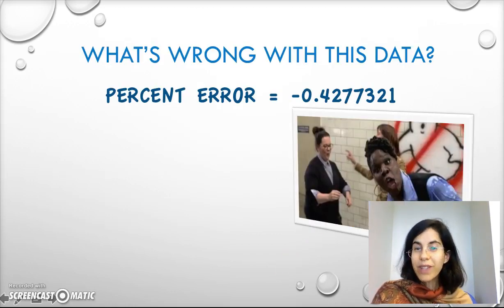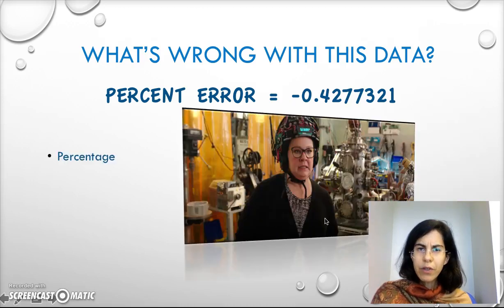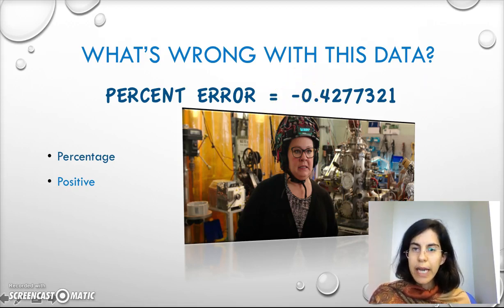Now, what's wrong with this data? Percent error equals negative 0.4277321. Seriously? Seriously? First and foremost, percent error is called percent error for a reason. Never express it in decimal form. Please multiply by 100%. Error is a percentage. That is negative 42.77321%.